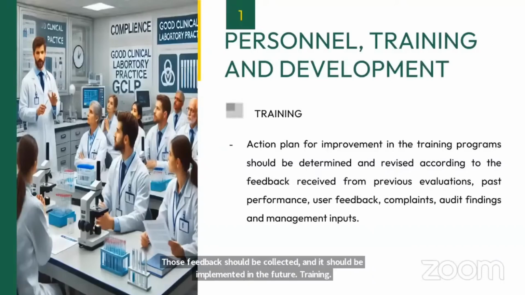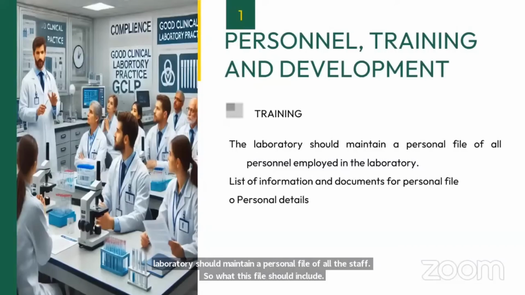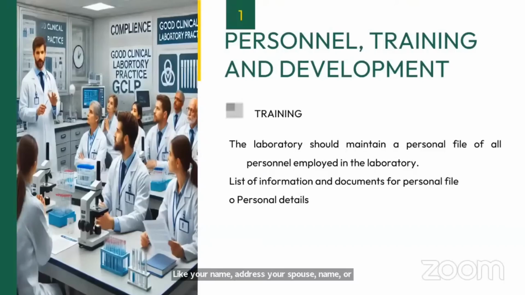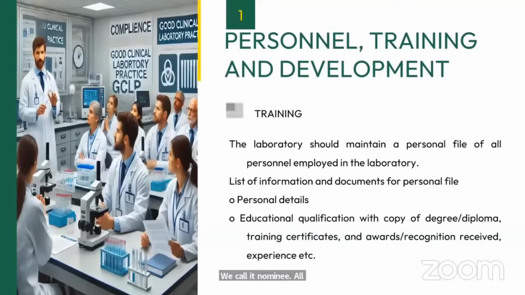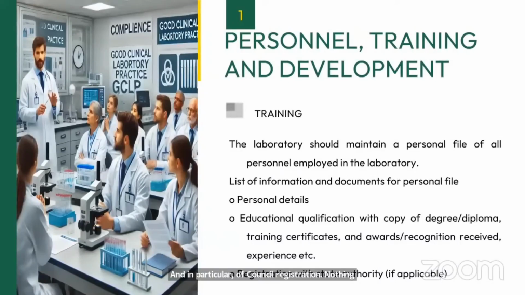A laboratory should maintain a personal file of all the staff. So what should this personal file include? Personal details like your name, address, age, your spouse's name or immediate nominee. All those details should be recorded. Educational copies with degrees, diplomas, training certificates, awards, recognition if you have received anything, your experience certificate, registration with state authority if applicable. So any medical council, paramedical council, nursing council registration, if it is applicable, copies of those registrations should be retained. Copies of appointment letters should be available in your personal file.